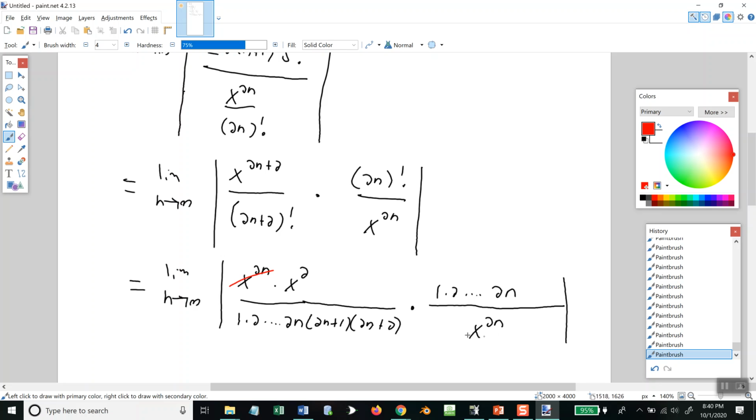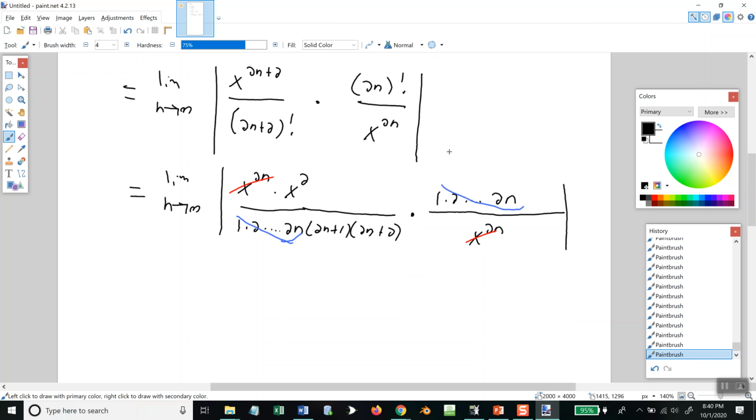Now this x to the 2n cancels that x to the 2n. 1 times 2 all the way up to 2n cancels with that. And actually, I can bring that x squared out. So I got the absolute value of x squared, although x squared is always positive, so I don't need the absolute value on it. Limit as n goes to infinity. Nothing left up on top, so that's 1 over 2n plus 1, 2n plus 2.